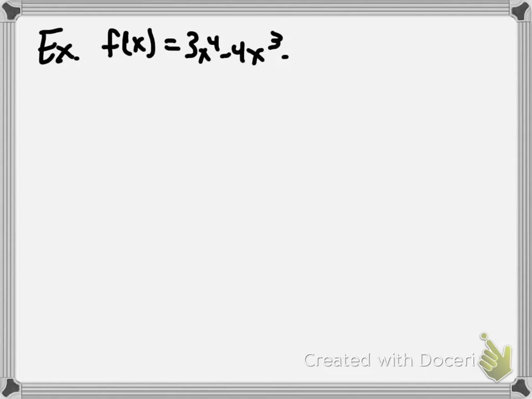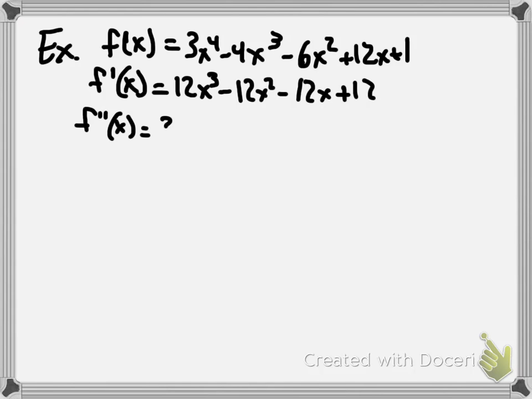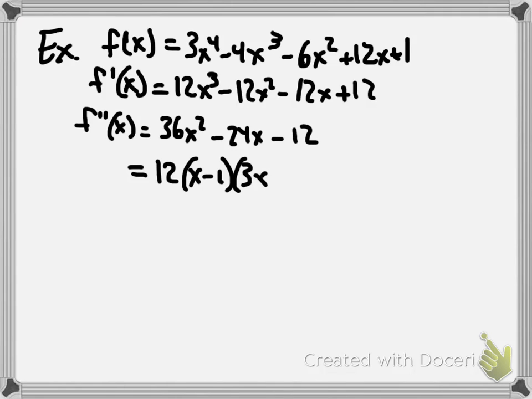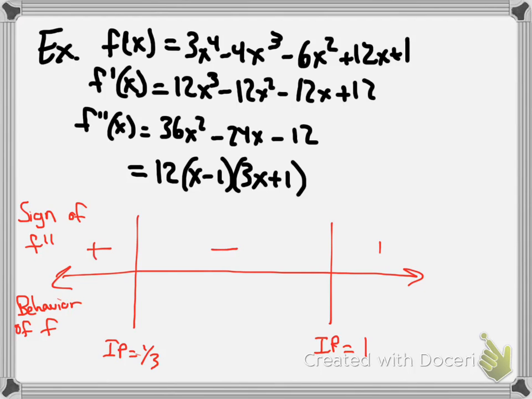For example, if we have the function 3x to the fourth minus 4x cubed minus 6x squared plus 12x plus 1, our first derivative is the same as in the previous example, and our second derivative is then 36x squared minus 24x minus 12, which, once it's factored, is 12 times the quantity x minus 1 times the quantity 3x plus 1. Where this second derivative is equal to 0, those are what are called inflection points. In this example, our inflection points are at 1 and negative 1/3.